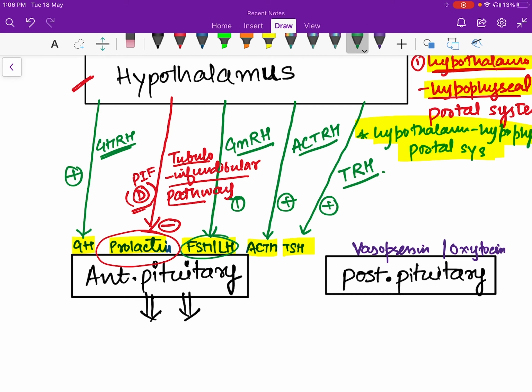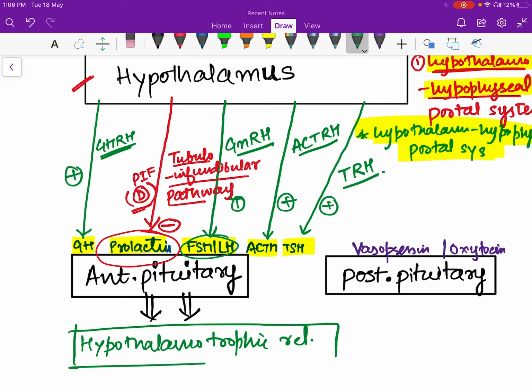Okay, this type of relationship between the hypothalamus and the anterior pituitary is called the hypothalamotropic relationship. In other words, it's a tropic relationship. Tropic means a positive relationship. Okay, except prolactin, which is under inhibitory control of the hypothalamus.